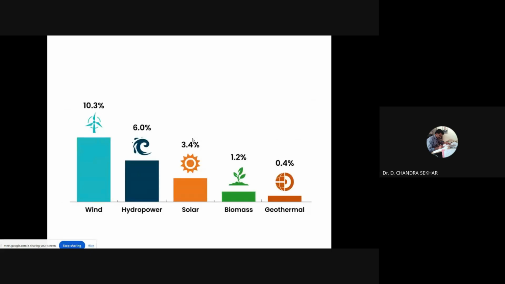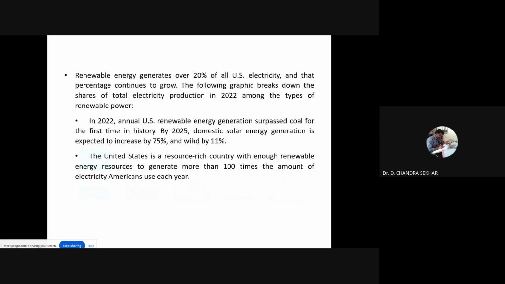So these are the improvements in renewable energy sources by the US, where wind is 10.3%, hydro is 6%, solar 3.4%, biomass is 1.2% and geothermal is 0.4%. So in the US, renewable energy generates over 20% of their entire electricity production. In 2022, it is the data.